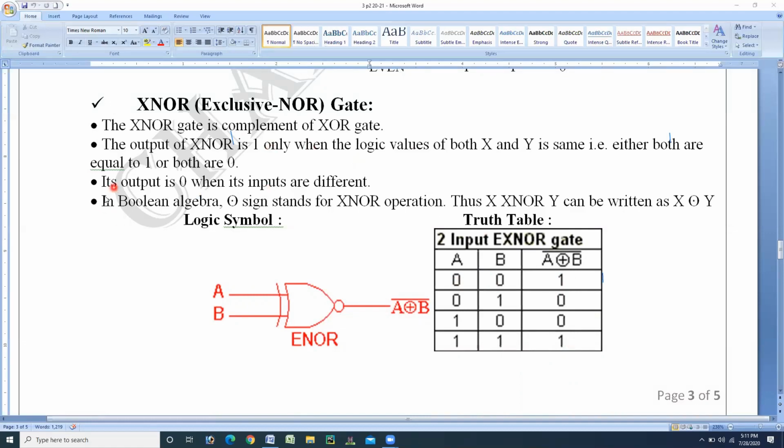Then, related to that only, its output is 0 when its inputs are different. See, if the inputs are different, like 0, 1 or 1, 0, then in that case the output is 0 in case of exclusive NOR gate.